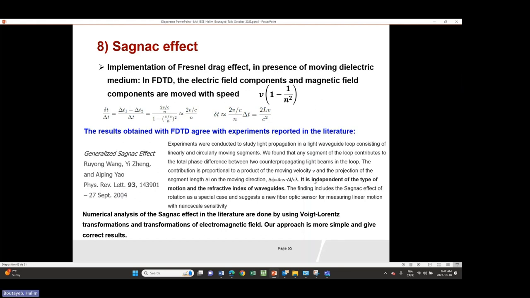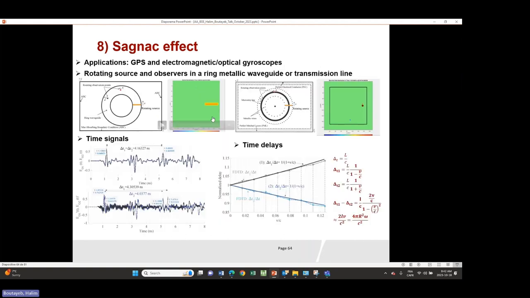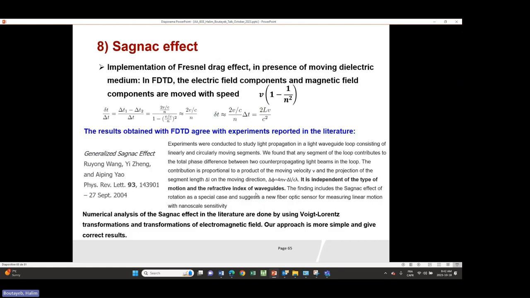In this paper, they found that it is independent of the refractive index, but also independent of the type of motion. We tested that in FDTD. So instead of rotation, we can also move linearly with a dielectric. Experimentally, they used optical fiber moving at a very high speed, and they got the Sagnac type effect. This cannot be explained with special relativity, but it is well explained with the wave theory of light.